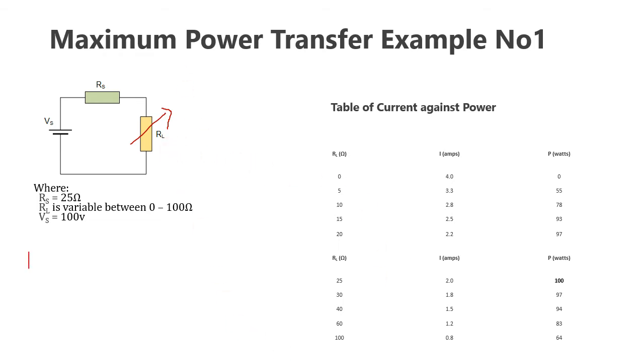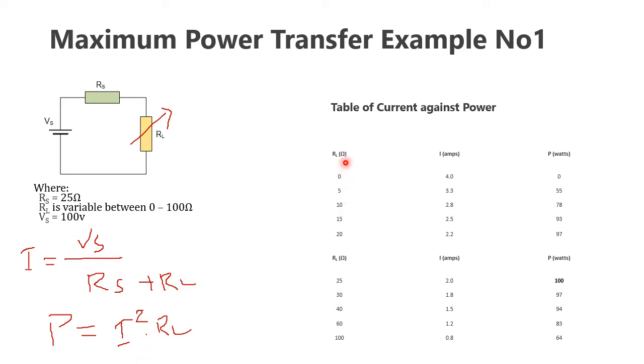Now we know the equation for the Thevenin's current. As we previously learned, I will be equal to Vs over RS plus RL. For the power, we can use the equation P equal to I squared into RL. By applying the values, initially I am going to apply 0 ohm for RL. RS is 25 ohm, Vs is 100 volt. We will get the value for I as 4 ampere. And since RL is 0, the power will also be 0. So if we apply 0 ohm for RL, we get a current of 4 amperes and the power will be 0.